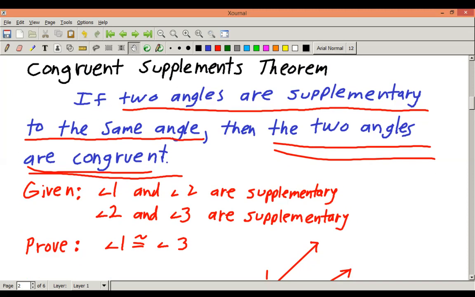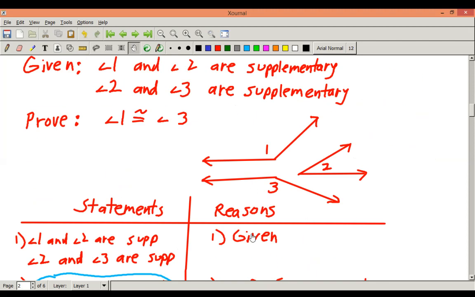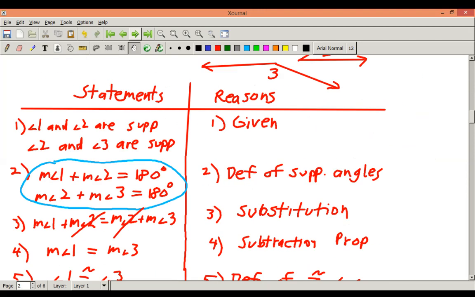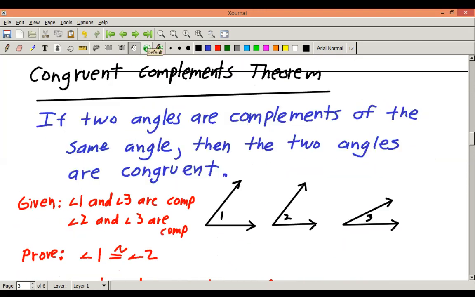And by the way, once we prove a theorem, we never have to prove it again. So once we put in the work, we just use it. We don't have to prove it over and over and over again. Okay, that's the congruent supplements theorem. Very similar to that is the congruent complements theorem.